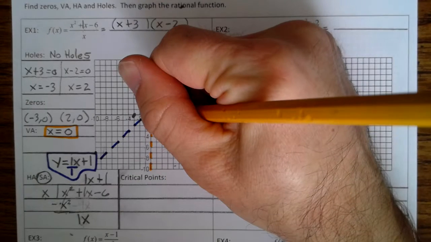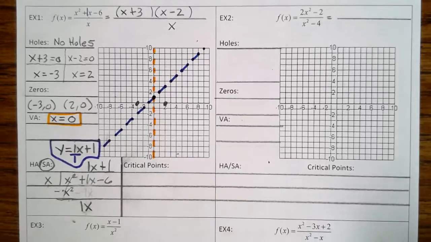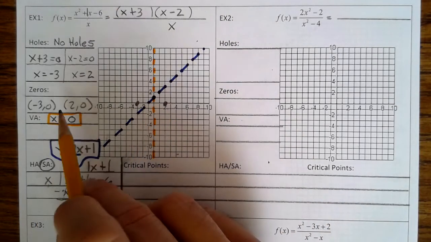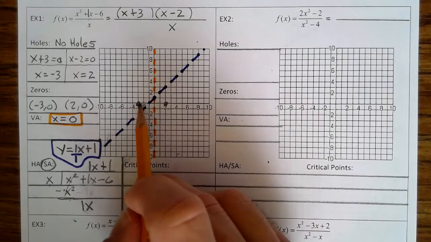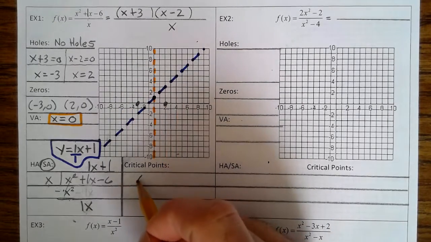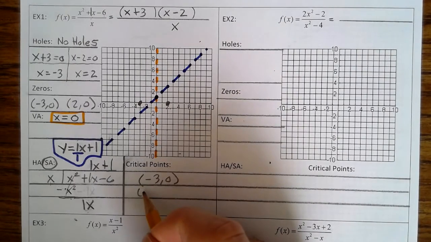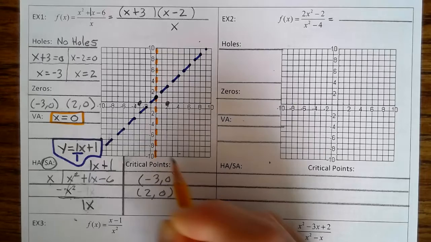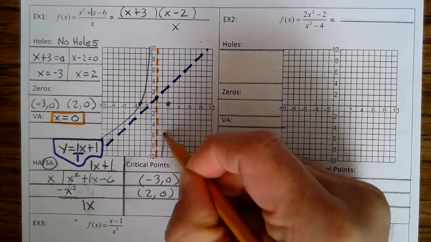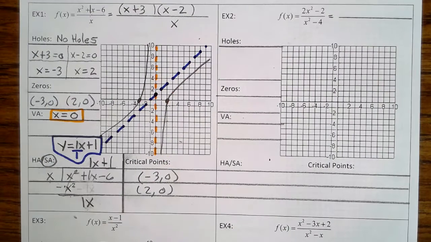Now, what we mean by critical points are points that allow us to know where the curve is. In this case, we lucked out because our zeros are critical points because they tell us that the curve is here, and this point tells us the curve is there. So our critical points in this case are (-3, 0) and (2, 0) because they tell us that this curve is here and this curve is here. All right, so if you would finish up example 1.